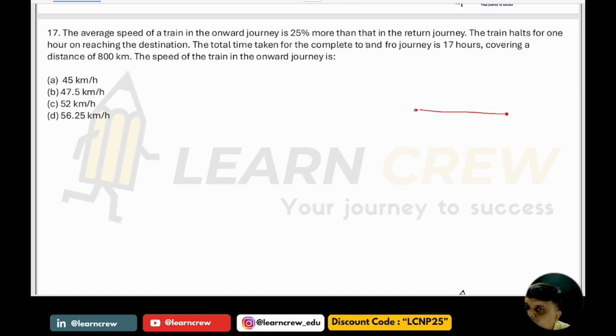The speed in the onward journey is 25% more, and the distance in the onward and return journeys is the same. So distance is constant, and the speeds are in the ratio 5:4, S1 is to S2 is 5:4. Thereby the times taken will be in the ratio 4:5. Yes or no?